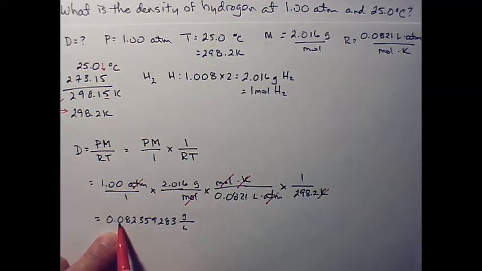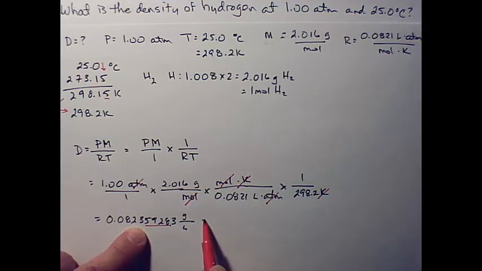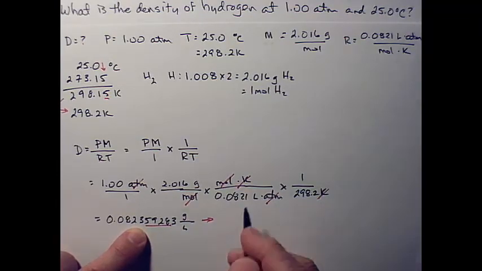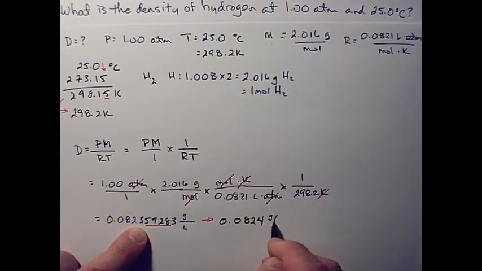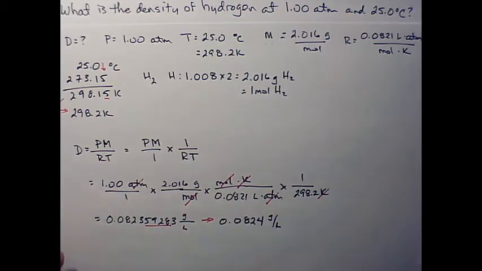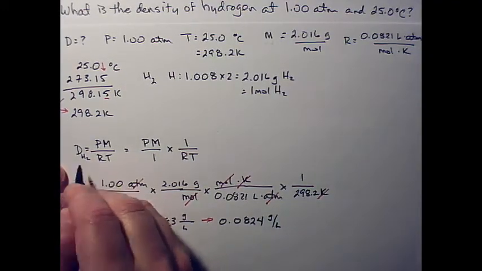These leading zeros are not significant. So 1, 2, 3, those are our significant digits. We round it off to 0.0824 grams per liter. Okay? And this is the density of hydrogen gas.